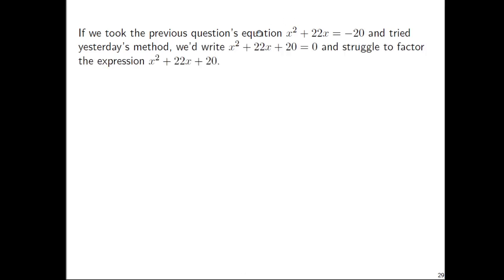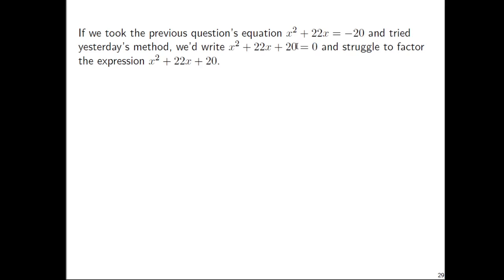If we took the previous question's equation, x squared plus 22x equals negative 20, that was the equation we just solved. If you tried yesterday's method, yesterday's method was about the zero product property, right? What you do is we try to get a 0 on one side. So we'd add 20 to both sides. We'd have x squared plus 22x plus 20 equals 0. Good, there's a 0 on one side.